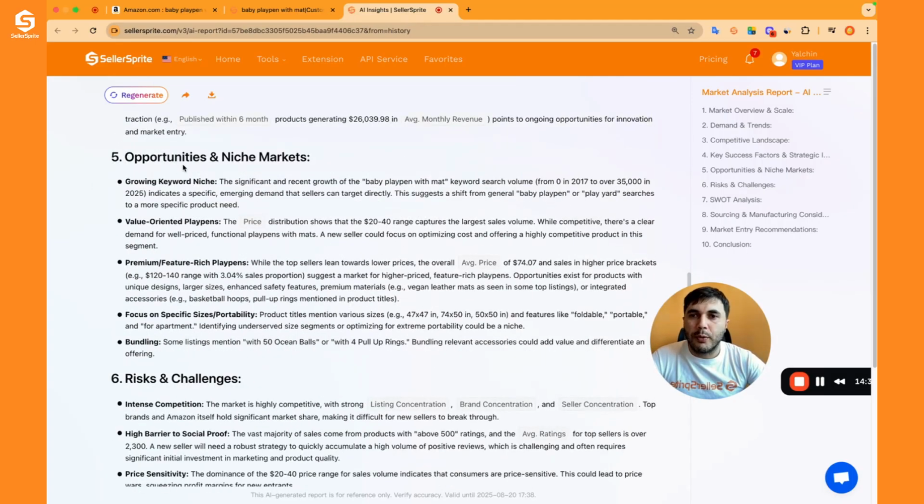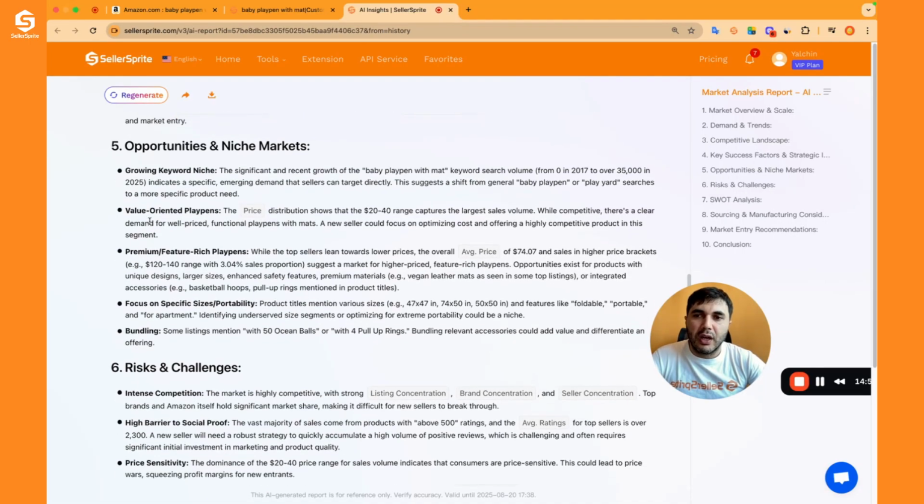Let's go to 5. Opportunity niche market. Growing keyword niche. Since 2017, there are some keywords, like 35,000 search volume, and now they are increasing. Value-oriented playpens. The distribution shows that the 20 to 40 range captures the largest sales volume. Probably there are some basic products.